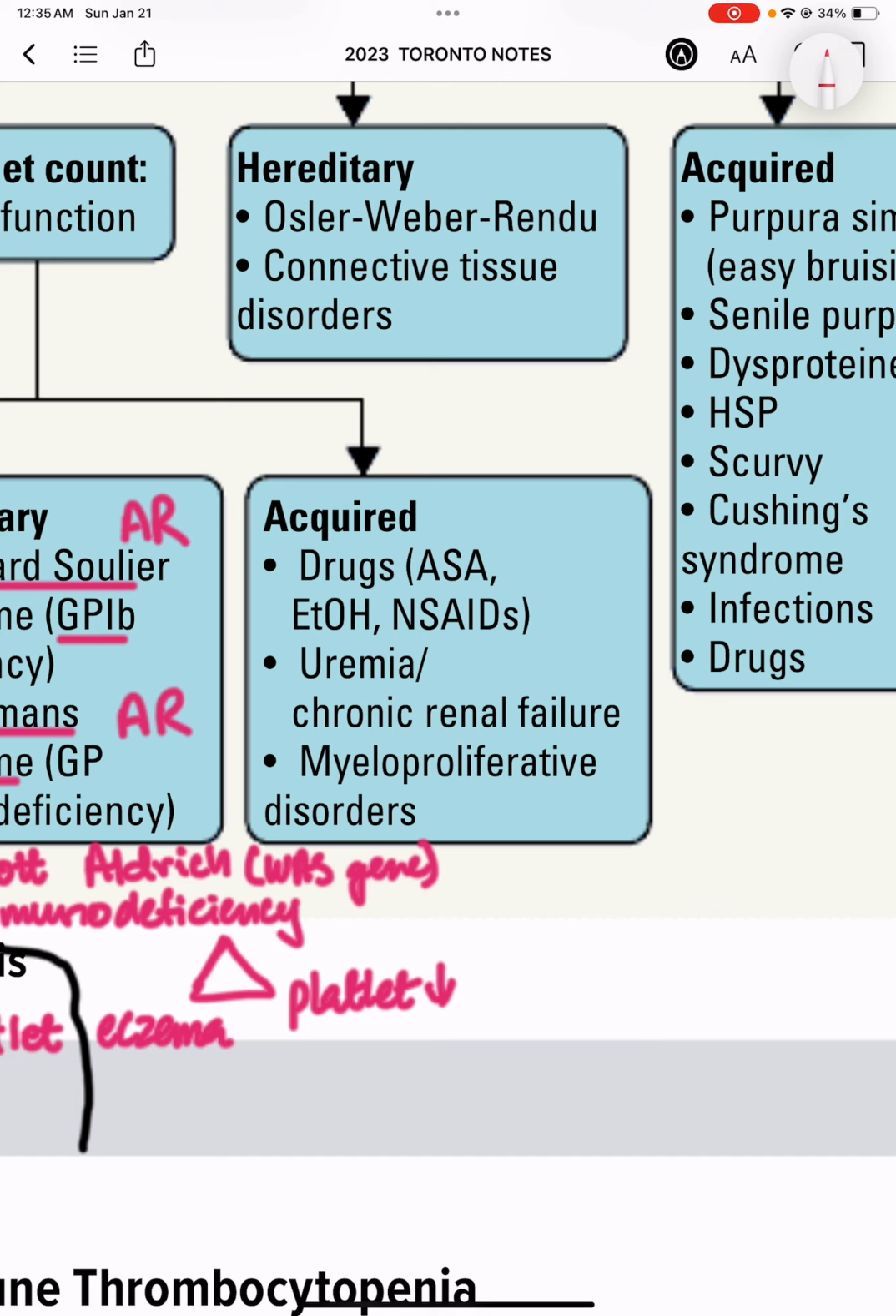Other than that, we can have platelet dysfunction acquired from drugs like aspirin, alcohol, NSAIDs, and then uremia or chronic renal failure, and myeloproliferative disorders.